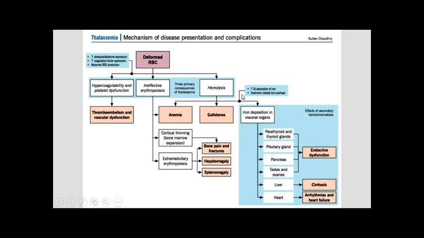Excess iron deposition in the visceral organs will lead to different manifestations in different organs, like endocrine organs. If the iron is overloading the parathyroid, the thyroid, the pituitary, the pancreas, testes, and ovaries, it will lead to endocrine dysfunctions of different types. Also, the liver can have cirrhosis, and the heart can have arrhythmias and heart failure. It's more or less the same that we have been telling, but now organized in a diagram.